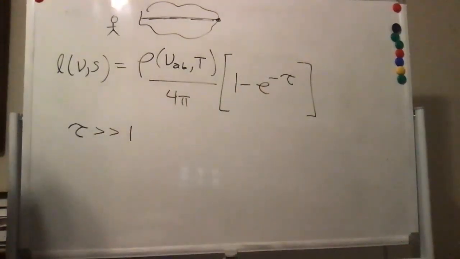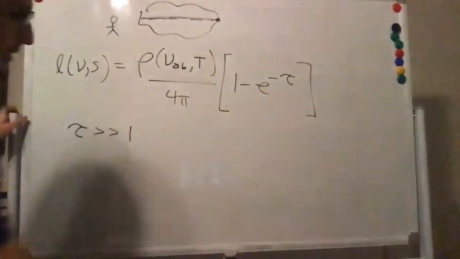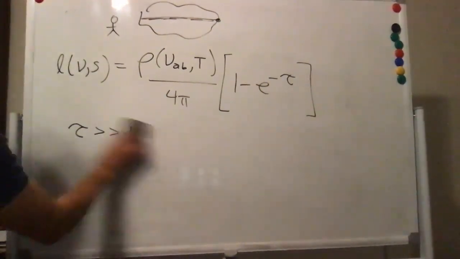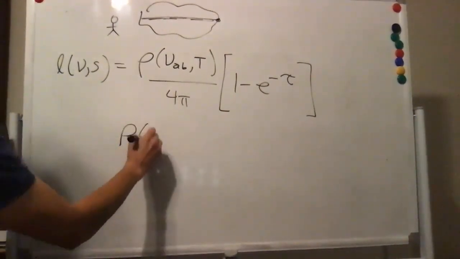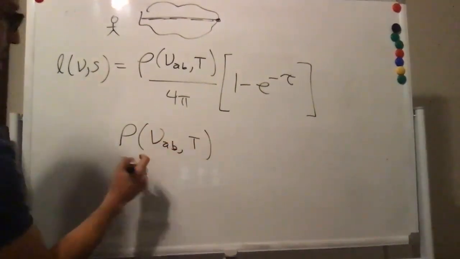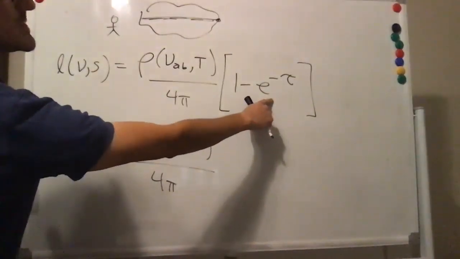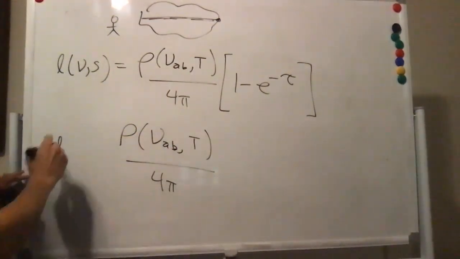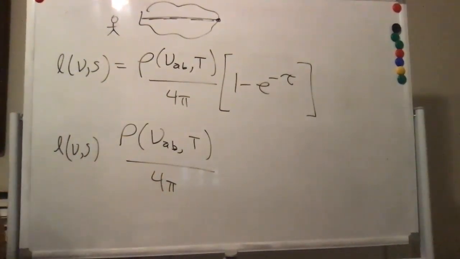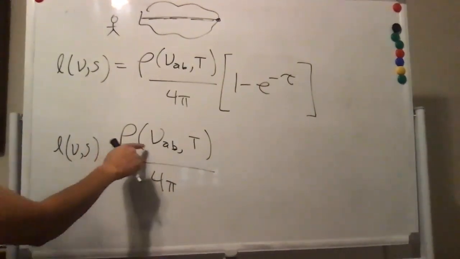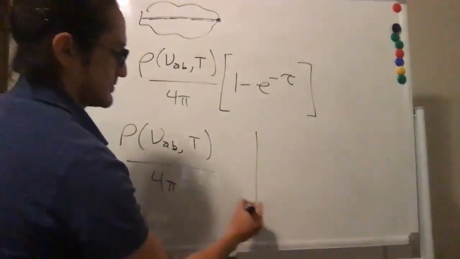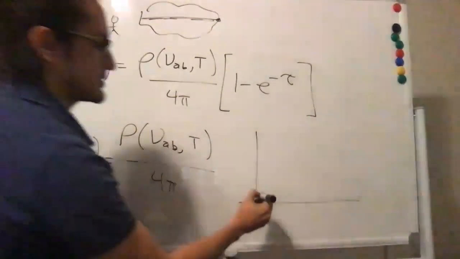So what happens if that one is really large? If tau is large, the whole bracketed expression becomes one. And so what will that be if this becomes one? Well, that'll end up being zero. This one is zero, right? So what is this? Well, this is just the number that you will get. This is just a black body radiation, right?